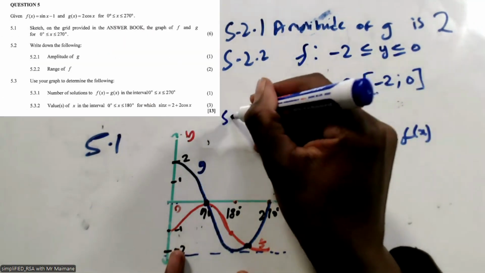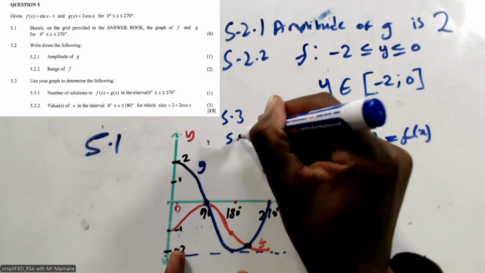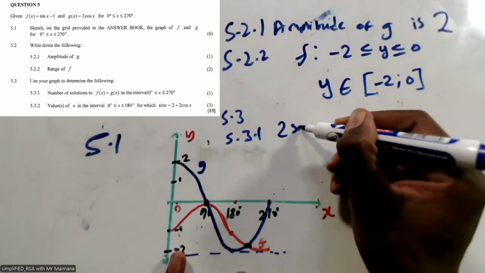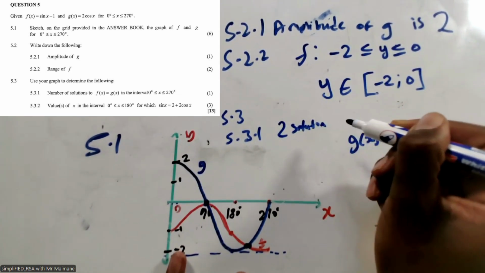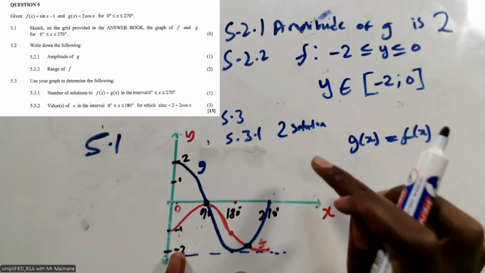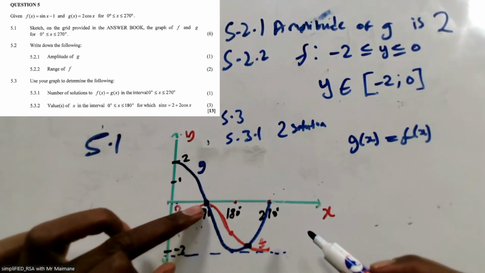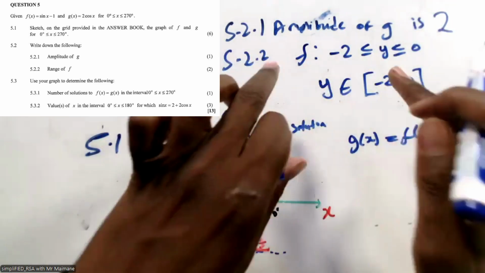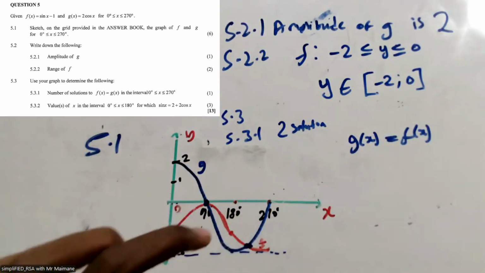So the answer to 5.3.1, to determine the number of solutions, you just say two solutions. That's it. It's two solutions because it's one mark. Yeah, you get your mark. Two solutions. We have this intersection here and this intersection here. Actually, you can determine the solutions, but for now, that's what we care about.